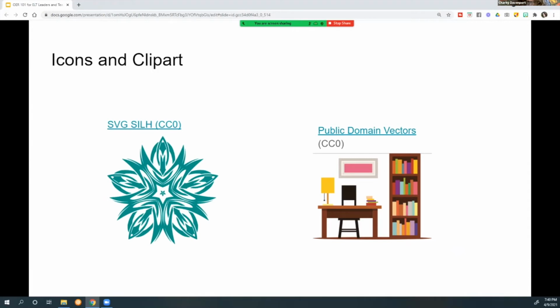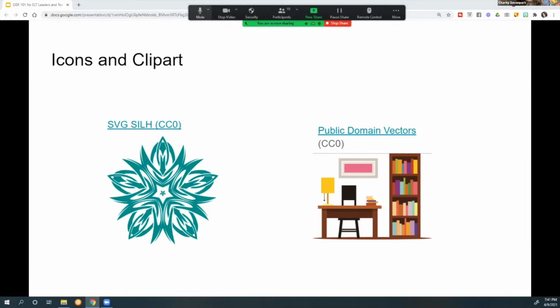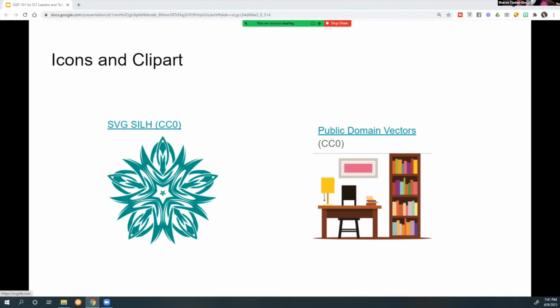There's also one Sharon showed me, SVG Silh, which also is public domain, and there are public domain vectors as well. These are more editable. You can change the colors, and if you know how to edit vectors, they're more editable than the other ones. Do you want me to show that one, Charity? This one here? Yeah, why not? It won't take very long.